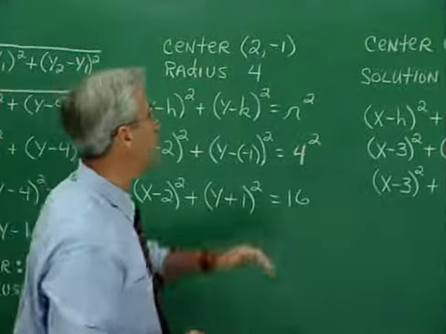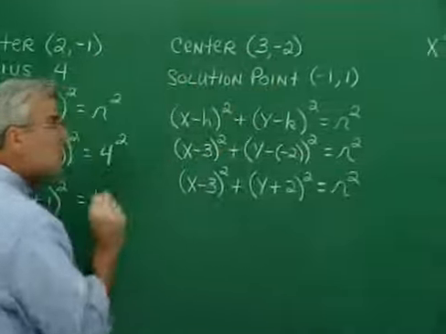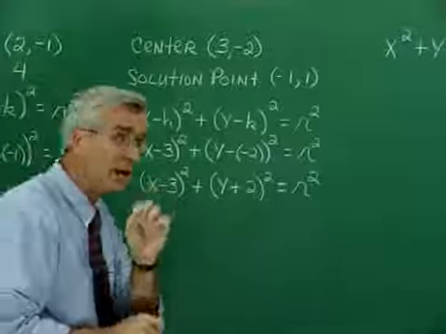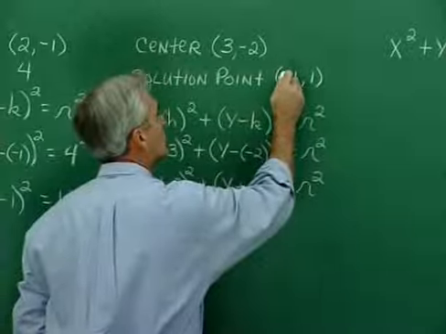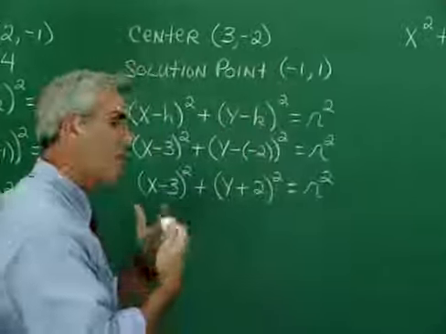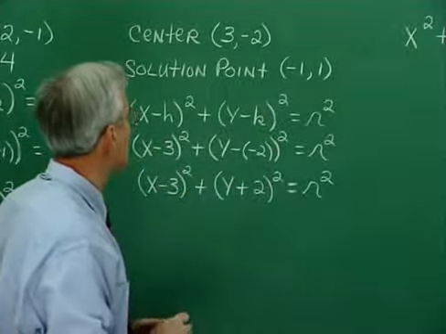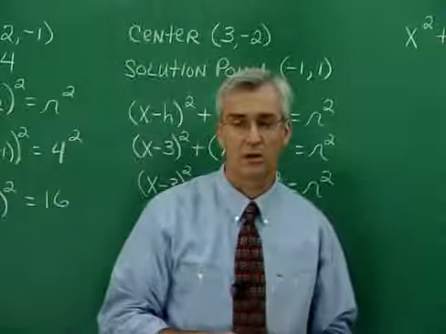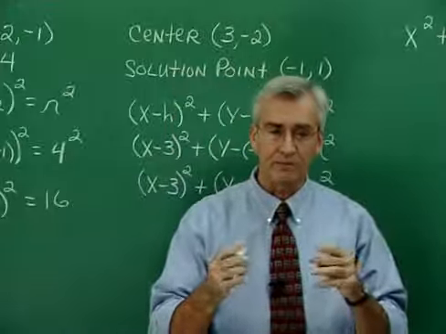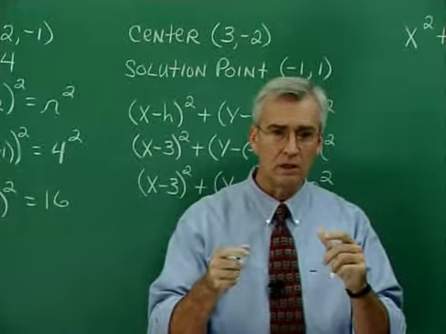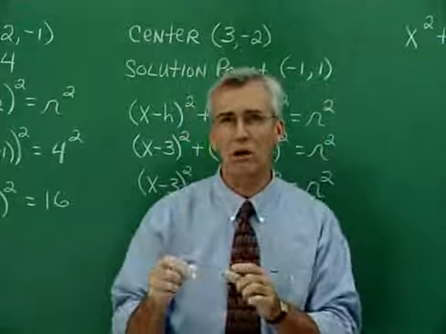Suppose we have this information. Suppose we know that the center is at 3, -2. And a solution point to the equation that we're developing is -1, 1. Well, we would certainly start the same way. We would start with the format or the template for the equation associated with a circle. Let's talk about solution point just a minute, though, because we're going to come back to that in just a second. A solution point means an xy pair that solves the equation that we are developing.